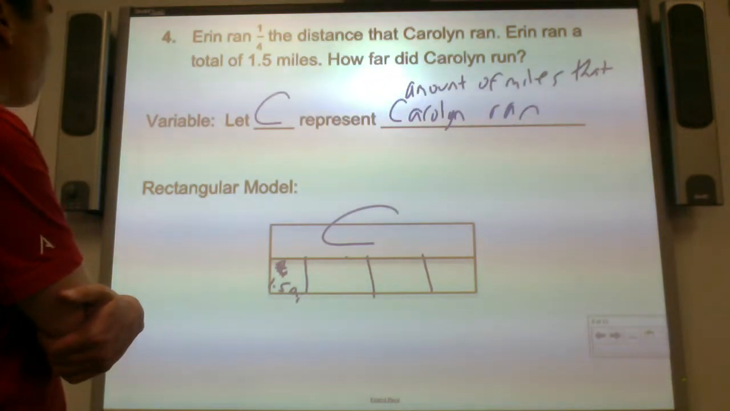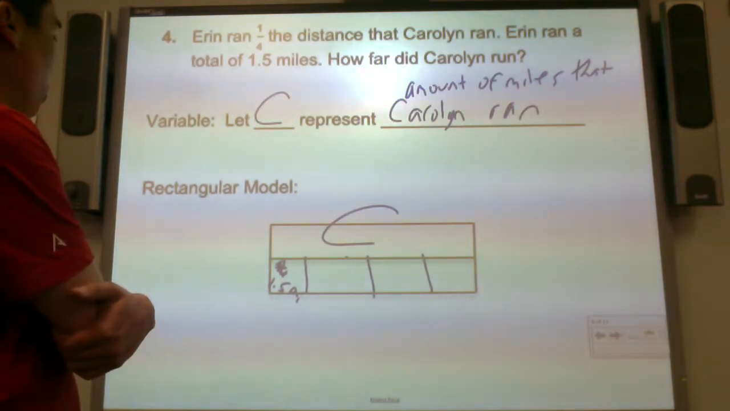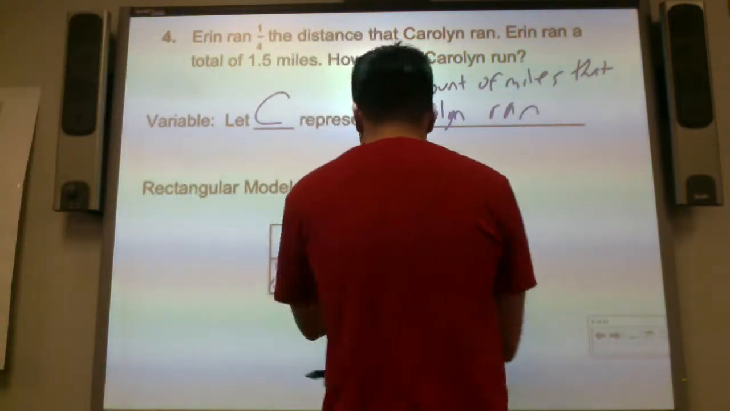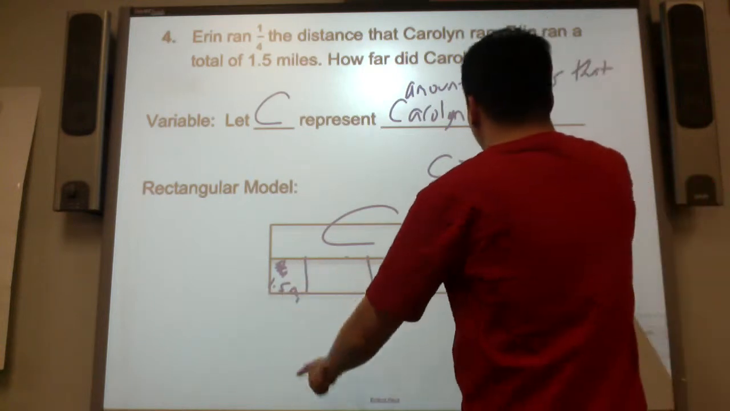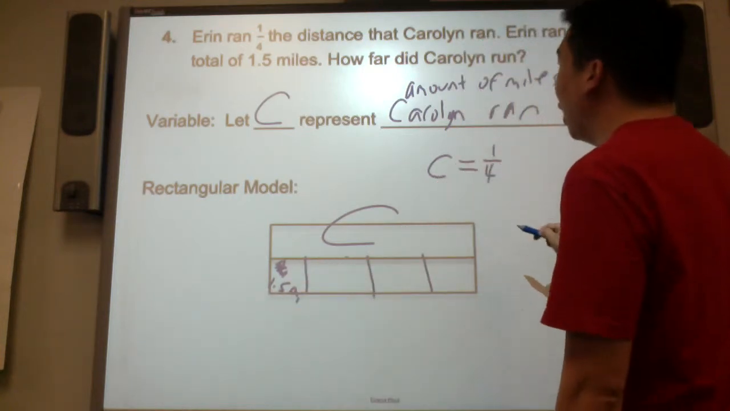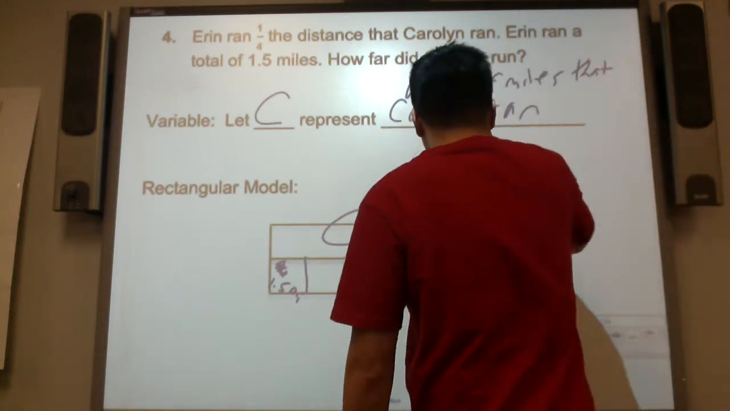Aaron ran 1/4 the distance that Carolyn ran. Aaron ran a total of 1.5 miles. So we know C is the amount Carolyn ran, and it's 1/4 of. Wait, I'm sorry. Let's do it again.